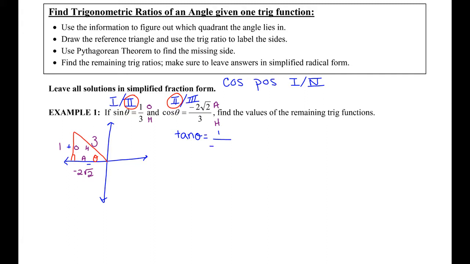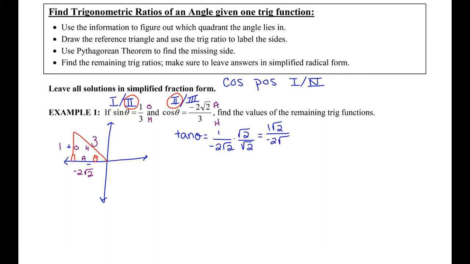However, the instructions said to leave our answer in simplified radical form, which we know means that we cannot have a radical in the denominator. This means we must first rationalize this fraction. To do that, I need to multiply by the square root of 2 over the square root of 2. Then I can multiply across to get 1 root 2 over negative 2 root 4.